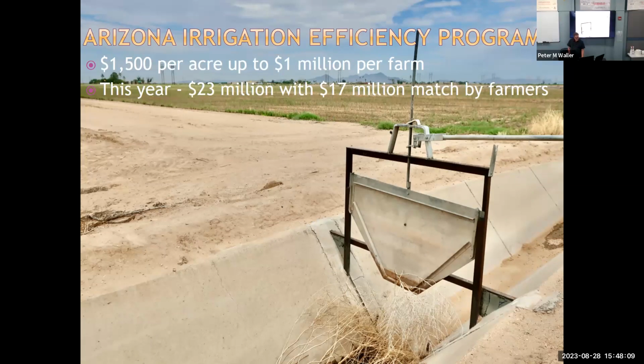And the latest statistics I heard was that the state already spent $23 million, and actually the farmers matched with $17 million in order to get the systems they wanted. So they could only get 1,500 per acre, but maybe they wanted a system that was 2,000 or 2,500 per acre, such as a drip system. So the state allowed them to cost share.